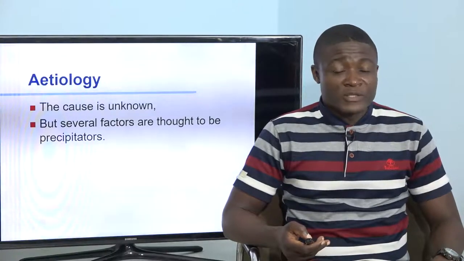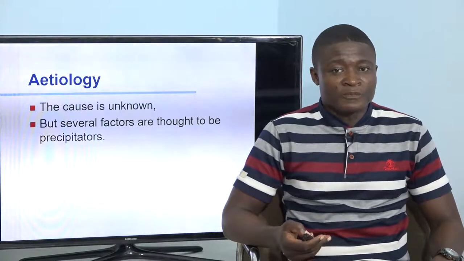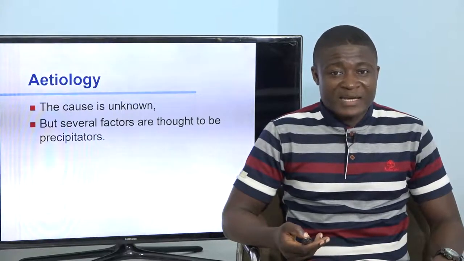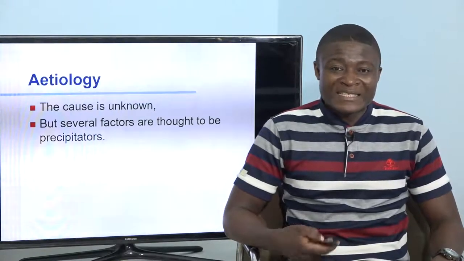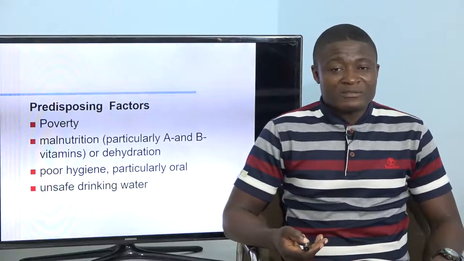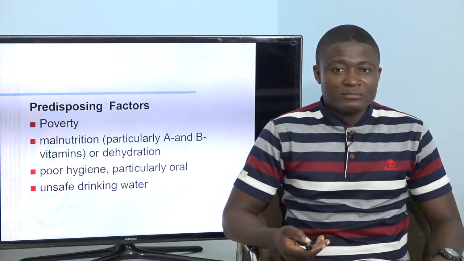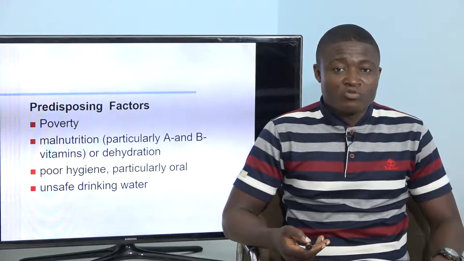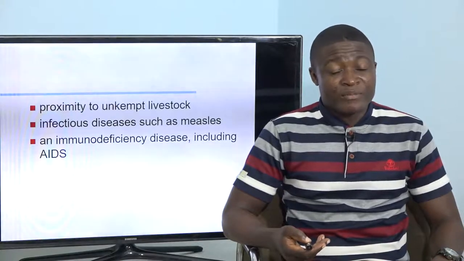Etiology. When we say etiology, what we mean is the causative factors or causes, simply put. The cause of cancrum oris is unknown, but we have several factors that are believed to be leading to it. Let's look at some of these precipitating or predisposing factors. Poverty is one of them, malnutrition particularly, children who lack vitamins A and B, dehydration, poor hygiene, particularly poor oral hygiene, and people who drink unsafe water. All these factors are predisposing factors.